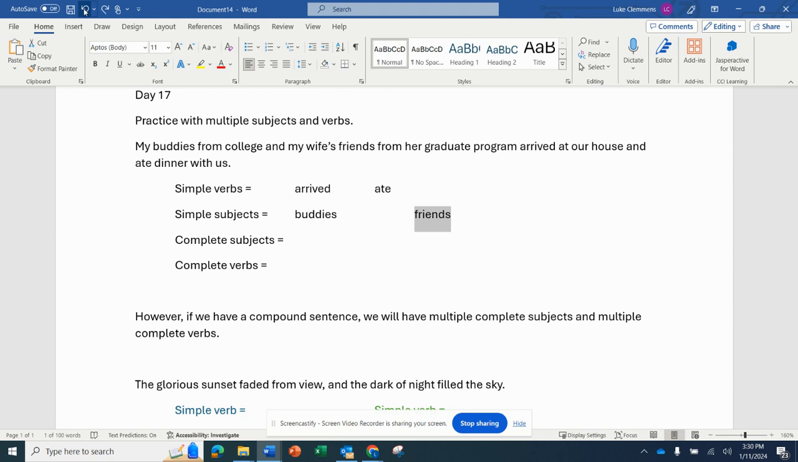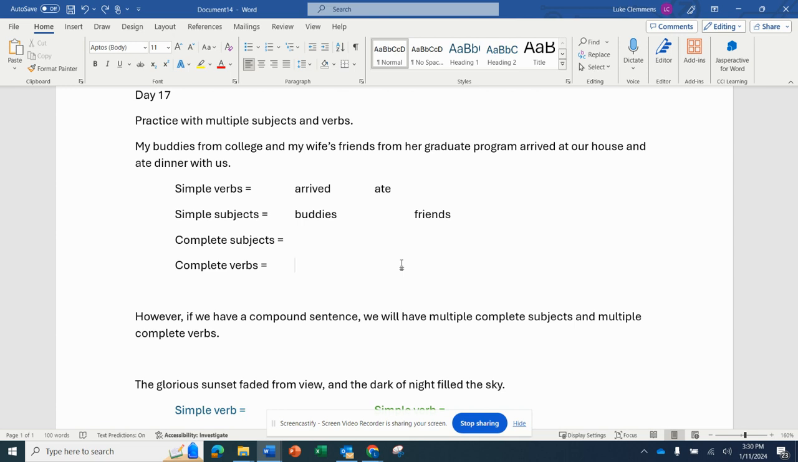Okay, now the big question here is we have to ask ourselves, all right, these verbs, these subjects, are the subjects doing all of the verbs? Like, are they sharing them? Or do we have like one subject with one verb and a different subject with a different verb? Okay, well, in this case, buddies and friends are sharing the verbs, okay? The buddies and friends both arrived and they both ate. So that means that this is a simple sentence.